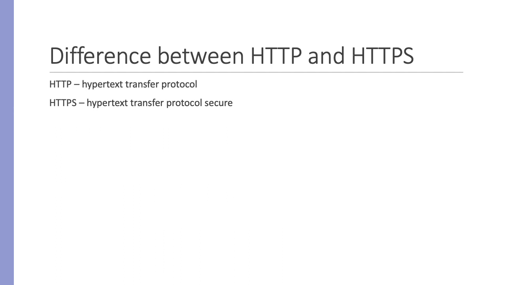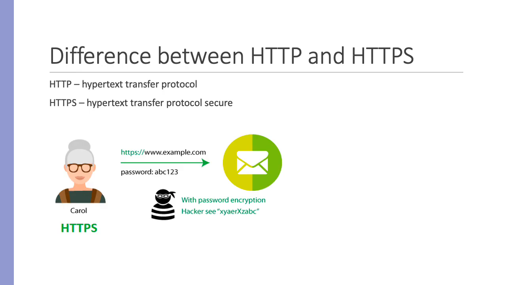And if we're using the HTTPS protocol, then what happens to that password ABC123 before it is sent is it's encrypted. It's turned into what looks like gibberish. So in this case, the hacker would simply see what looks like a random series of letters. They wouldn't be able to see the password that you've typed in because we're using HTTPS and the data is encrypted before it is sent.